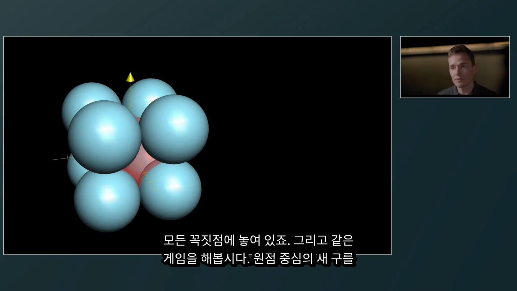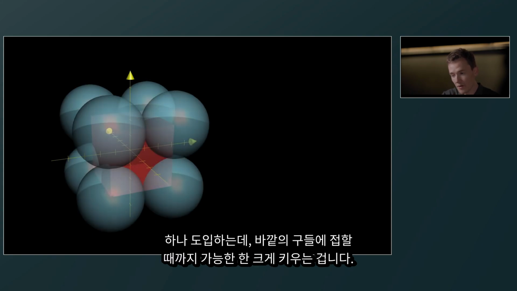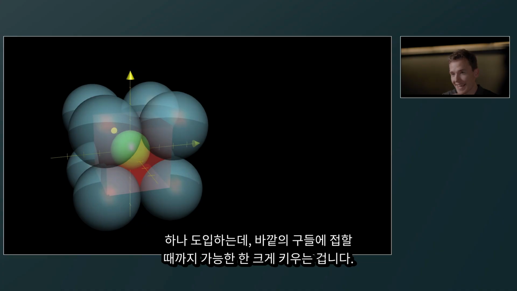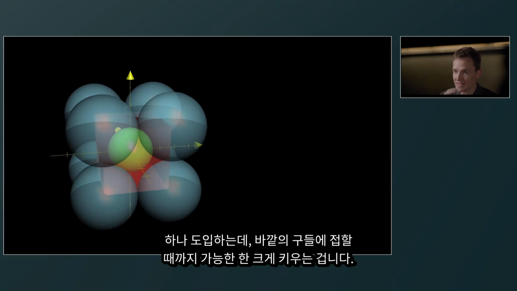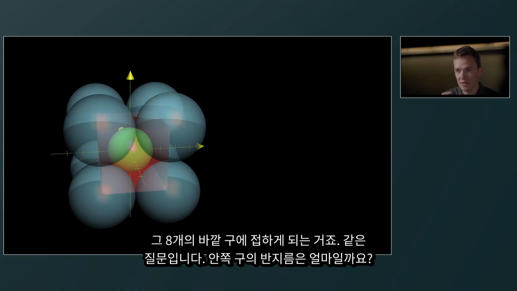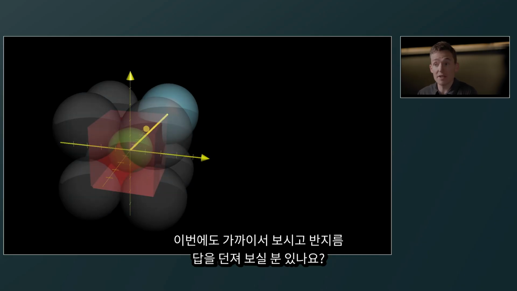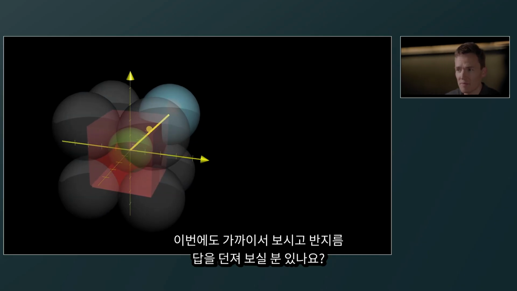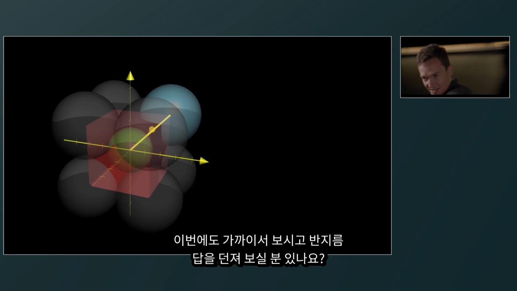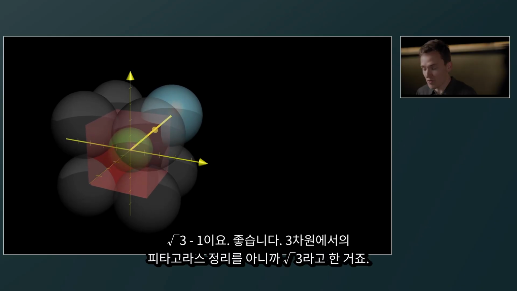I say, introduce a new sphere centered at the origin that is as big as it can be, meaning it gets as big as it needs to be tangent to those 8 outer spheres. Same question. What is the radius of that inner sphere? In this case, anybody want to raise their hands? Toss out a proposed answer to the radius of this one? Root 3 minus 1.